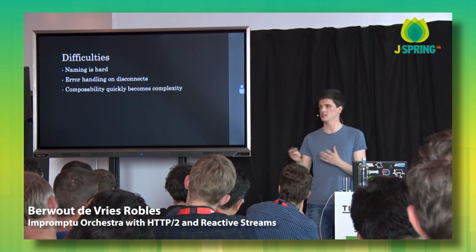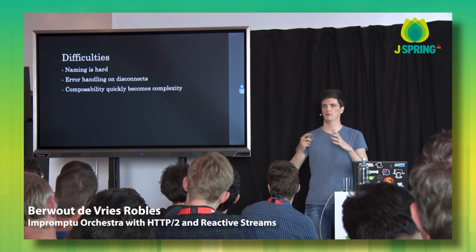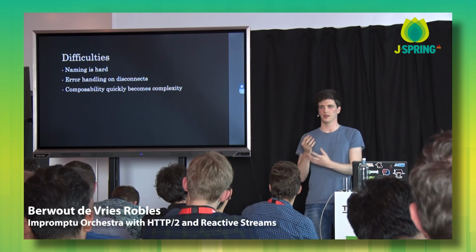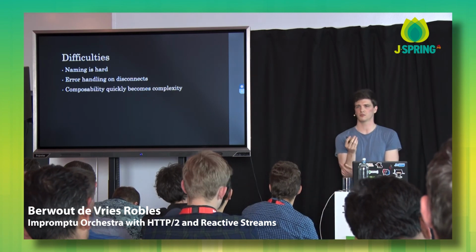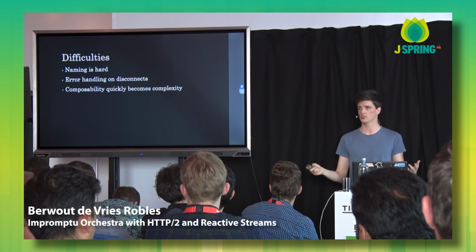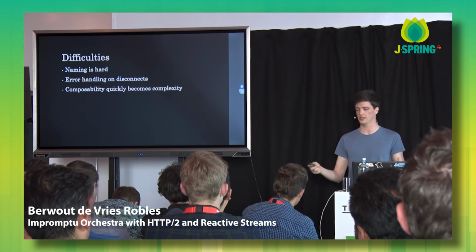Composability quickly becomes complexity. It's the same thing with the naming problem. If you have a bunch of reactive streams and you add them together in a specific way, it gets kind of complex fairly fast. So you should be careful where you want to use it. You should only use it for use cases that you really need it, I would argue.